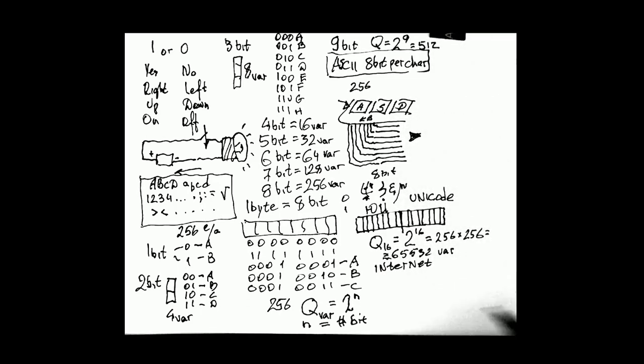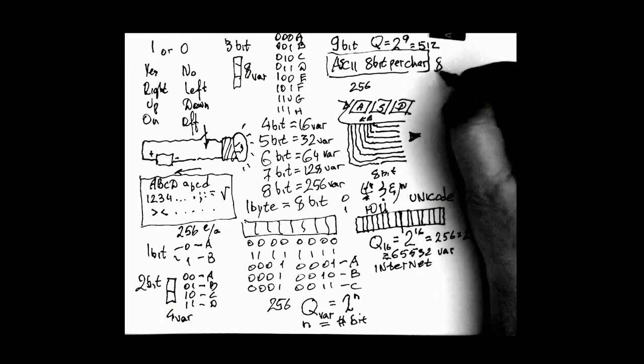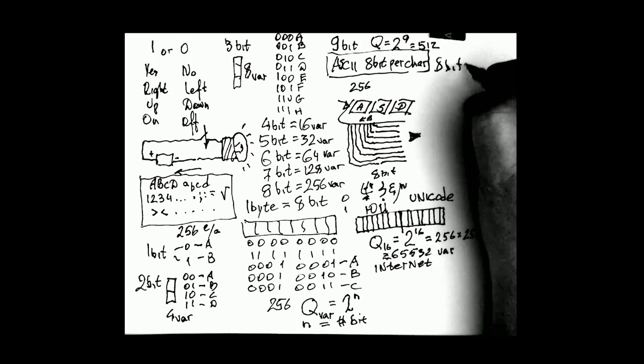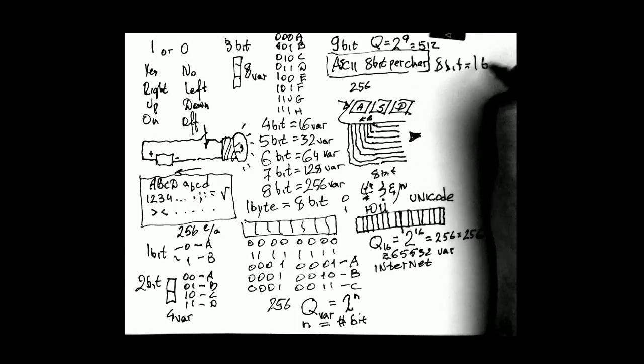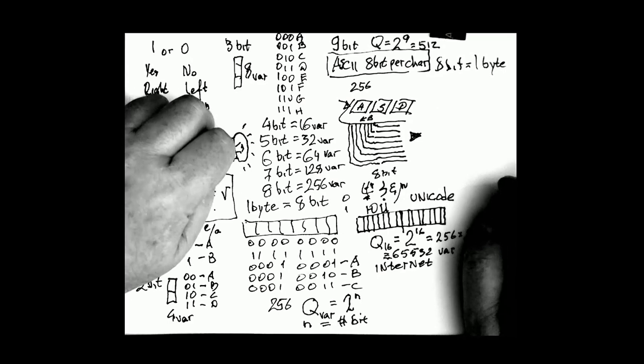A bit is the elementary unit for making a choice between left and right, up and down, on and off. So 8 bits equal 1 byte.